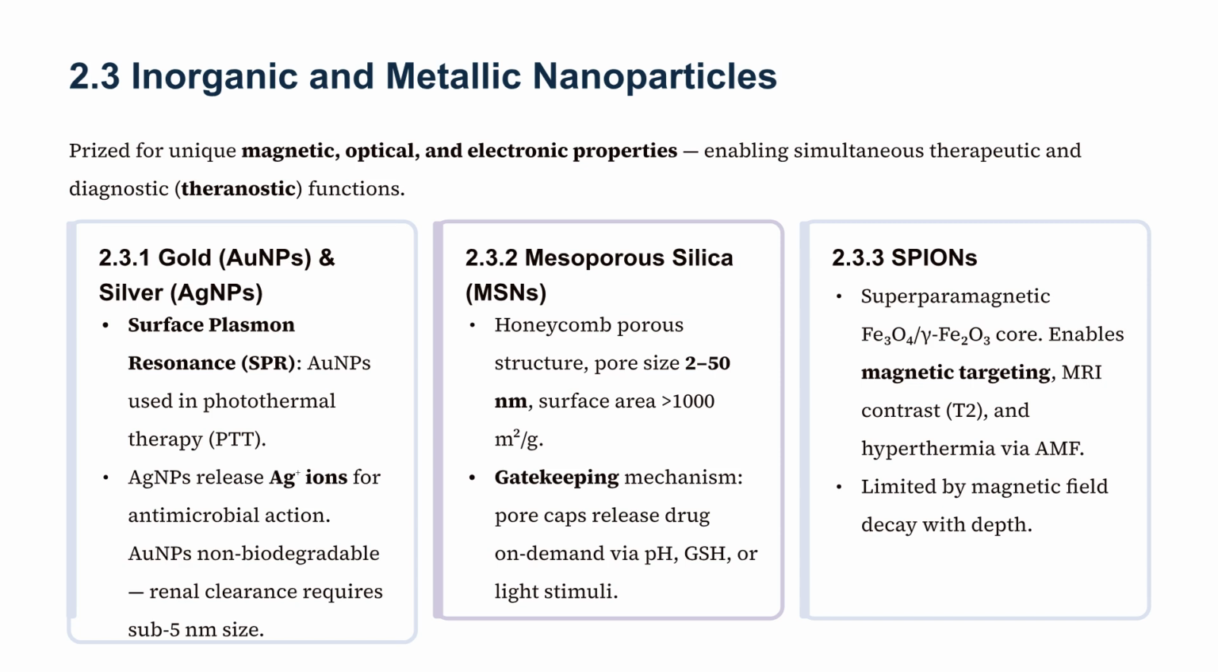Moving to the third structural category, inorganic and metallic nanoparticles are unique because they offer simultaneous therapeutic and diagnostic capabilities, a concept known as theranostics. Gold and silver nanoparticles use optical properties for light-based therapies and antimicrobial action. Mesoporous silica acts like a microscopic honeycomb, using smart gatekeepers to release drugs only when triggered by specific bodily stimuli, like pH changes. Finally, SPIONs use superparamagnetic iron cores, allowing doctors to physically guide the medication to a tumor using magnetic fields while simultaneously enhancing MRI scans.